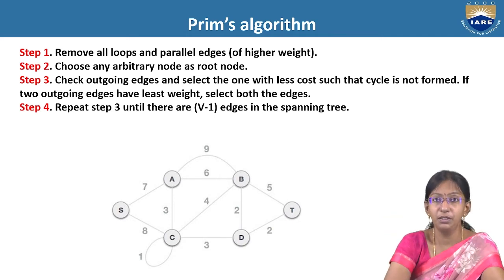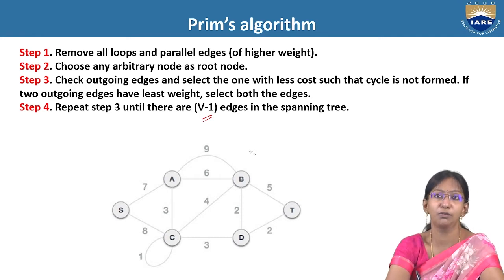You have to repeat step 3 continuously until you reach V minus 1 edges, where V is the number of vertices of your graph. Meaning if you have V vertices, then you will have V minus 1 edges. Once you reach V minus 1 edges, your minimum spanning tree is constructed. Please don't worry, I'll explain this with 2 examples.